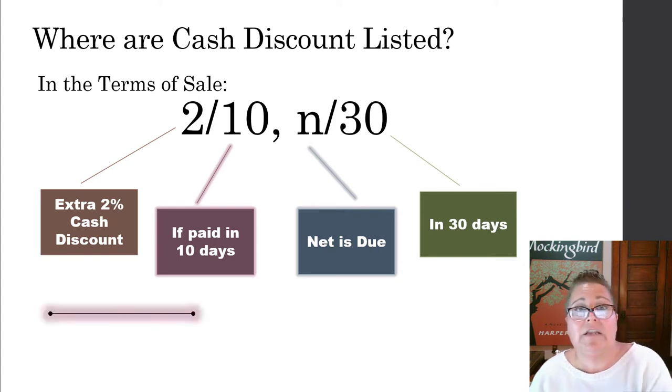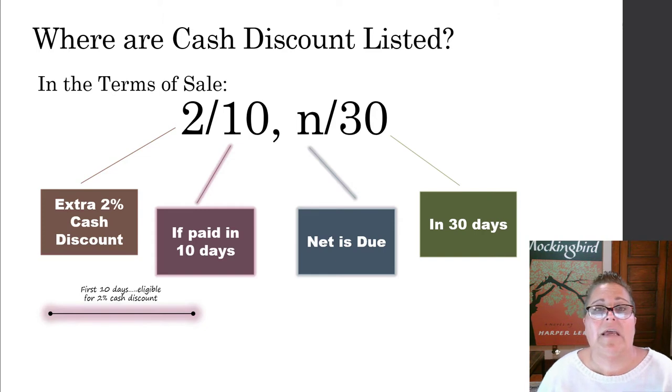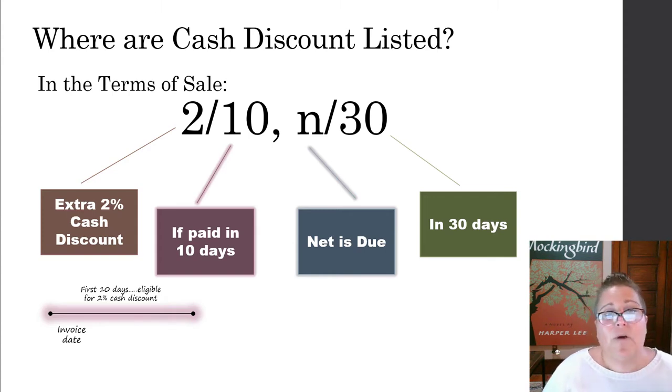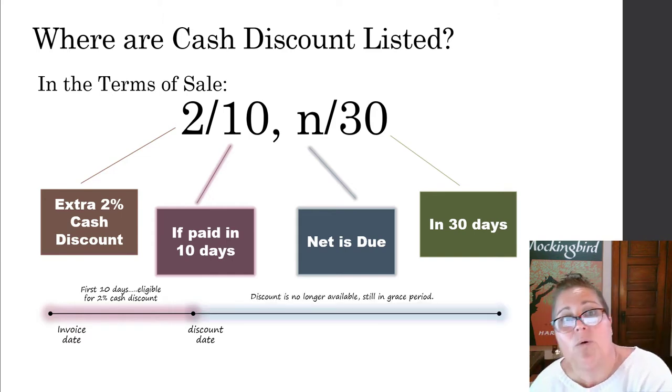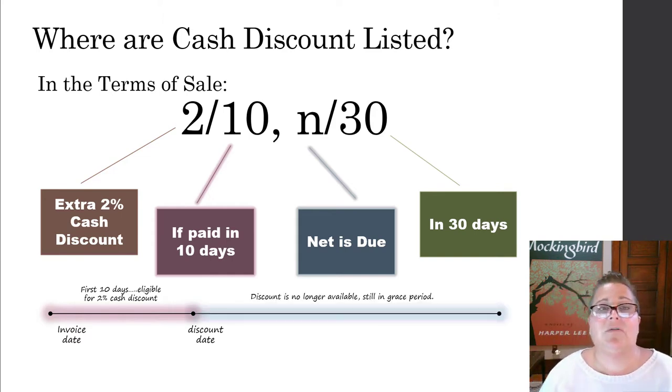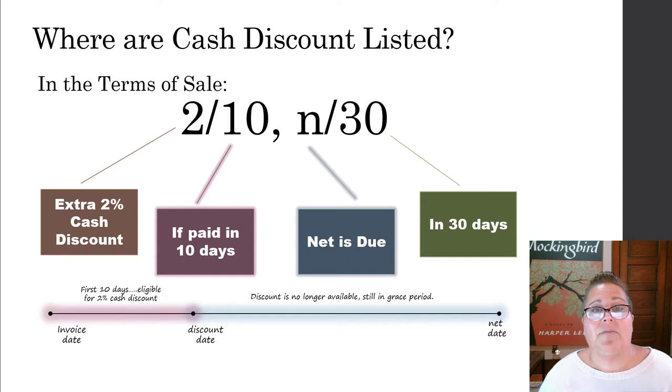In terms of a linear timeline, the first 10 days of this credit period are given over to the discount. You get an extra 2% off if you pay during those first 10 days. That's from the invoice date to what's known as the discount date. From the discount date to the end, or the net date, the discount is no longer available, but you're also not getting any penalty for payment. You are still in what's known as the grace period. It is only after the net date that you may have a penalty applied.